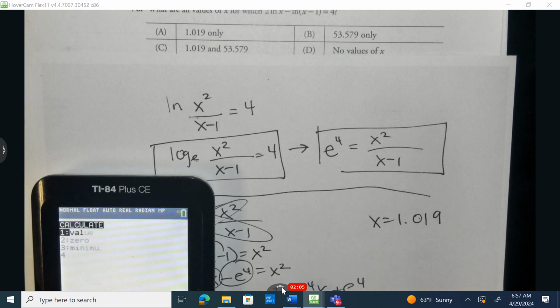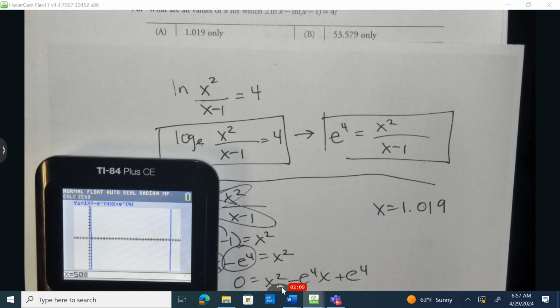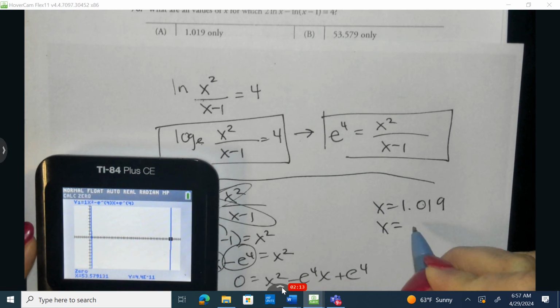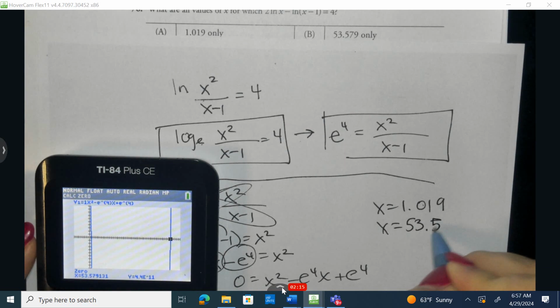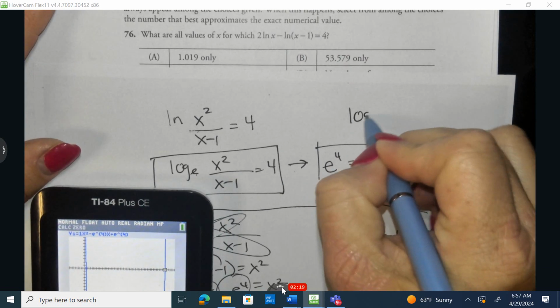Let's try this one, second trace zero. And this one, if this is 53, it's going to be between 50 and 60, just choosing a number to the left and right. And it looks like this is 53.579.